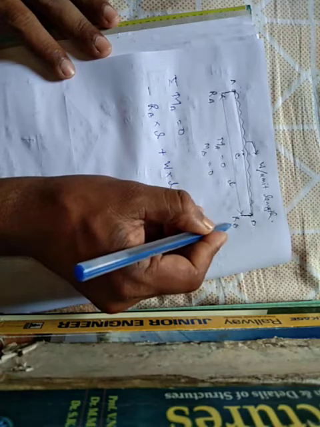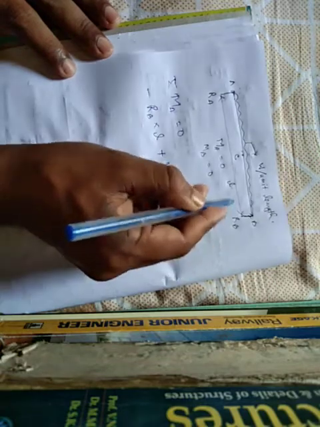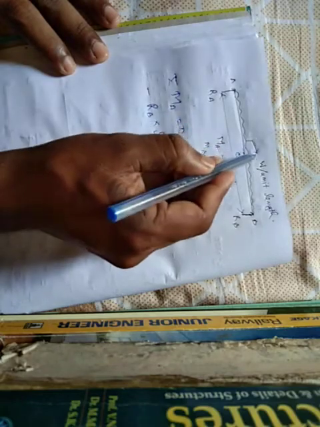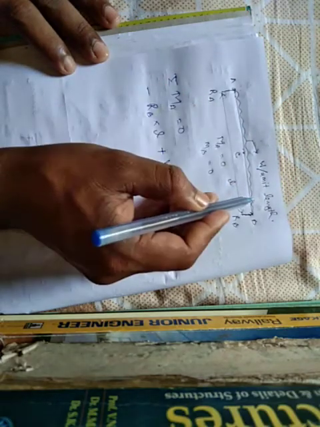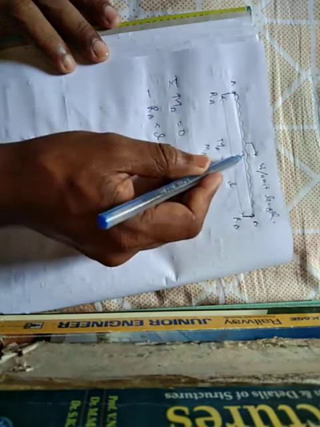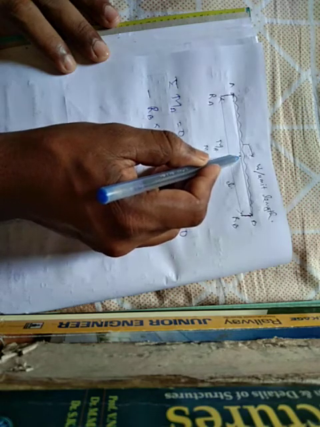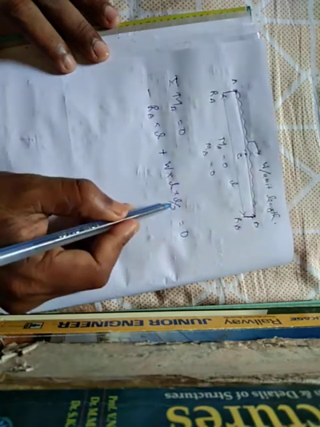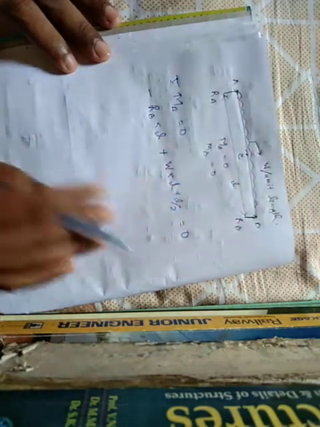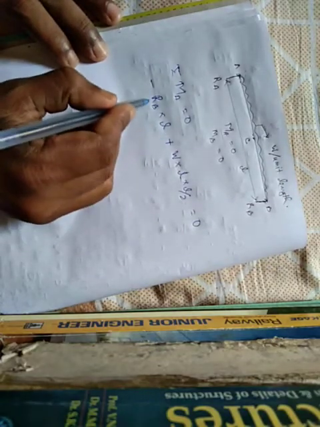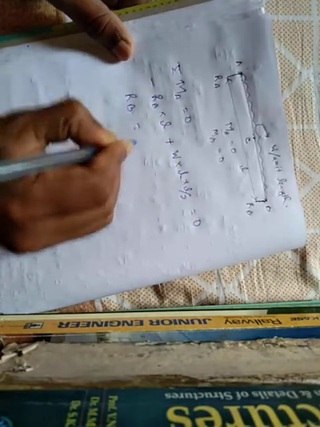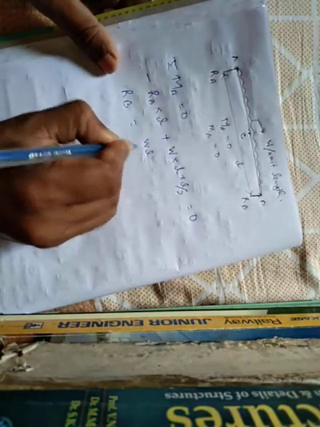For reaction force RB, the moment about point A is equal to RB into total length L, perpendicular distance L, and the uniform distributed load, which is a rectangle type of load, the area of the load over the entire span is W into L at center, into perpendicular distance from center to A, which is L by 2. This is the total moment about point A, which is equal to 0. Now find out the reaction at point B. So reaction RB is equal to W into L by 2.